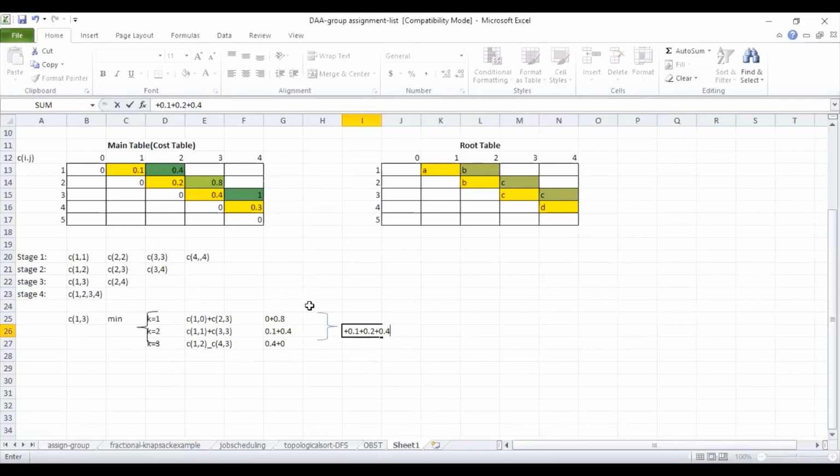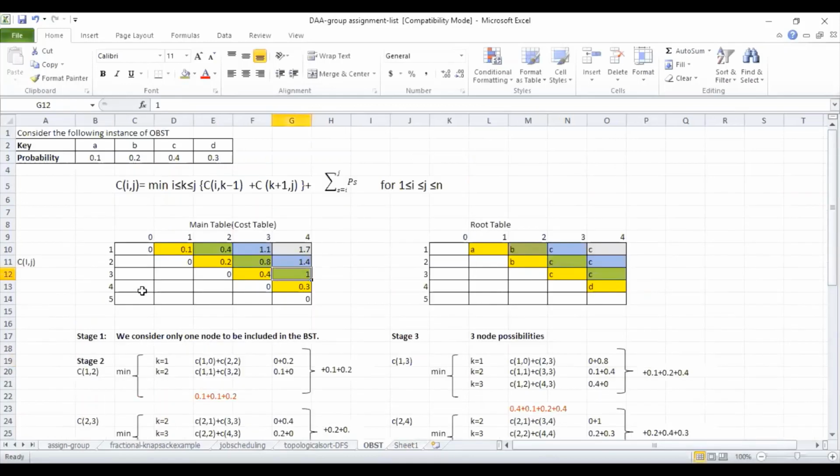Right? So the minimum among them will be, this is 0.8, this is 0.5, and this is 0.4. So the minimum among them will be 0.4 plus this value altogether, which is 0.7, and hence this value would sum up to 1.1, which is C(1,3) would be 1.1. Okay, so we repeat the same process for the second case as shown here.